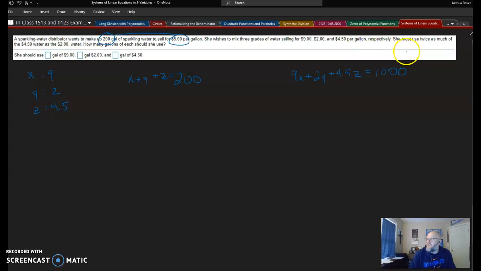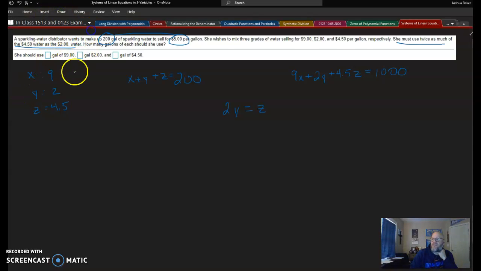Now they've also told us that she must use twice as much of the $4.50 water as she does the $2 water. What does that mean? That means that 2y equals z, because we've got the z is the $4.50 water and the y is the $2 water. So let's say, for instance, and let me change colors here.